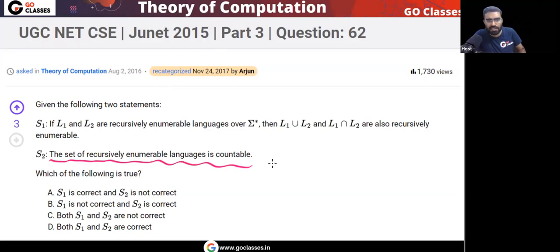Set of all RE languages. Yes, that is countable. That is true. The question is asking for the true statement. This is a true statement. The set of RE languages is countable. This is true. What about S1?